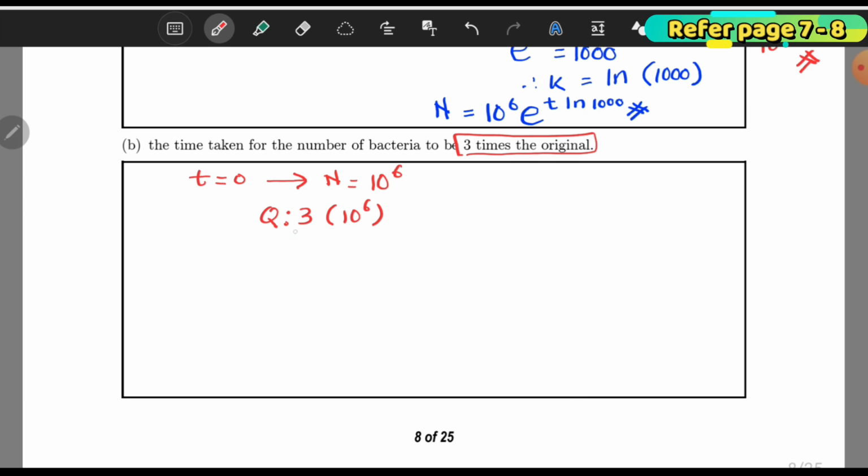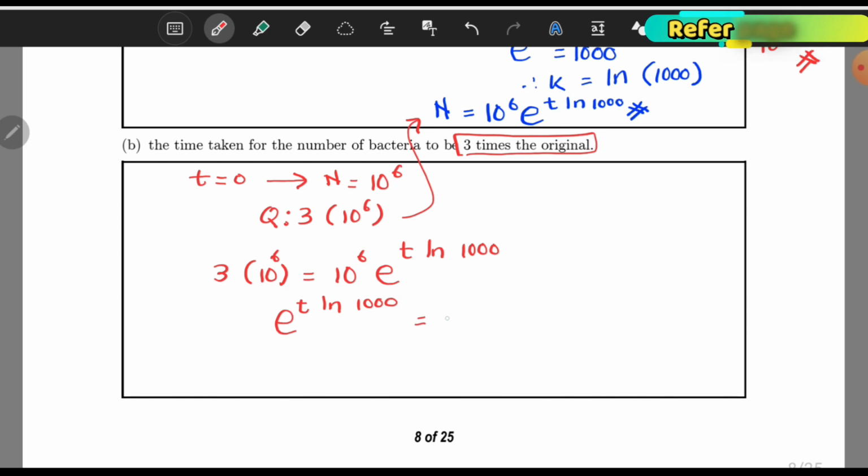And now we substitute N into the equation. So we will get 3 times 10 to the power of 6 equal to 10 to the power of 6 exponent t ln 1000. So we have exponent t ln 1000 equal to 3.